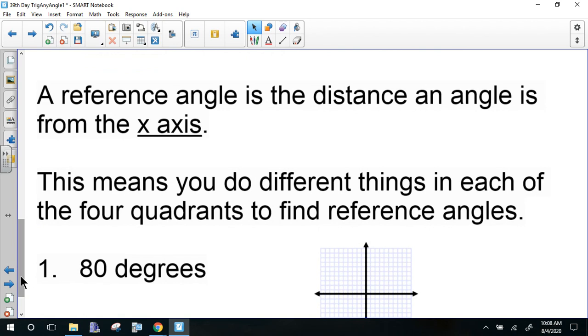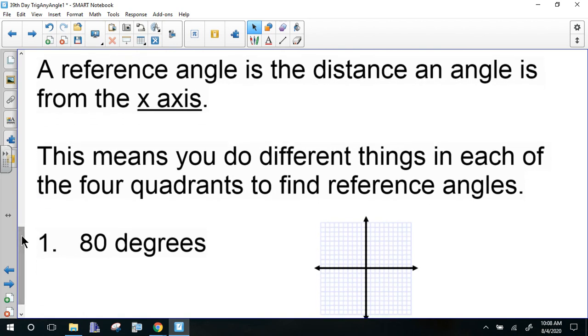Let's talk about reference angles. Reference angle is the distance an angle is from the x-axis. Doesn't matter what quadrant you're in, how far is your angle, or how far is your distance of the angle from the x-axis. So you'd have to do different things in each of the 4 quadrants to find reference angles.